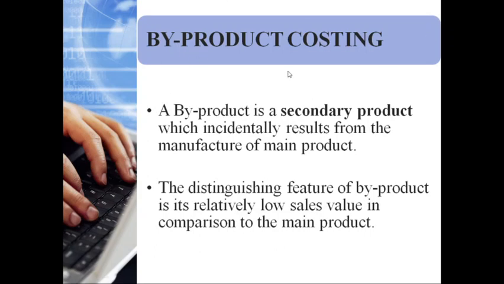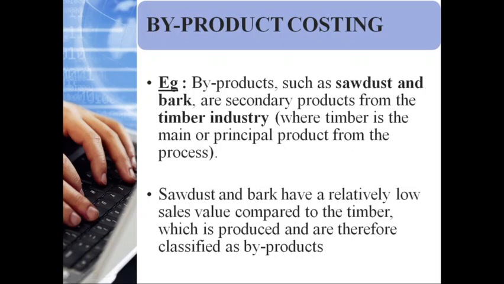A different scenario is byproduct costing. A byproduct means it's a secondary product. Okay, so when a manufacturing concern focuses on manufacturing a main product, sometimes incidentally it will result in a byproduct. It will result in the production of a secondary product. This secondary product has lower value when compared to that of the main product. So in such cases, there would be bifurcation of the cost that is involved in the byproduct and the main product, and such a costing method is called byproduct costing.